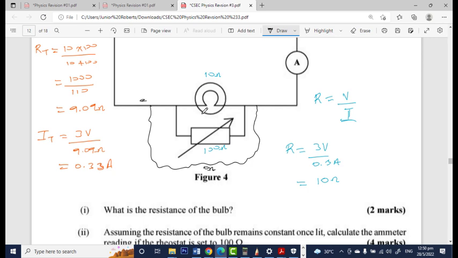So no current will actually flow through the bulb. That's the first thing. Because of this short circuit right here, the current has an easy path. So it's just going to go through here instead of going through the bulb. So the first thing that will happen is that this bulb will not glow.